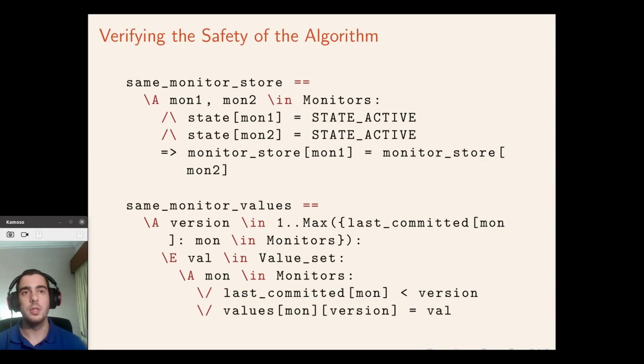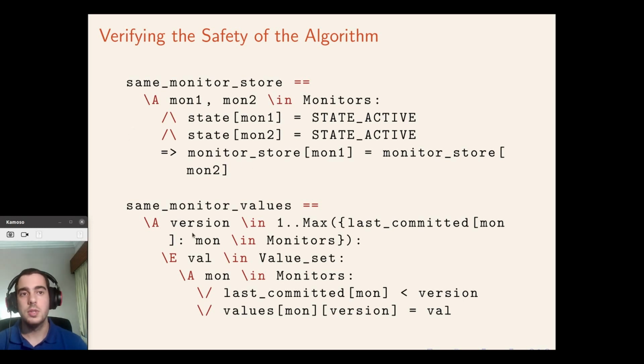The safety properties that were defined in this work are these two. They are linked with each other. Up here we have the same monitor store, which states that when two monitors are in this state active, then the value of the variable they are keeping track of must be the same. When they are in this state active is when clients can read the variable from the monitors, and that variable must be the same.